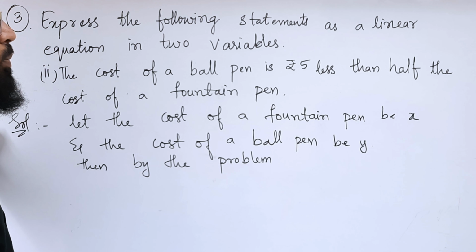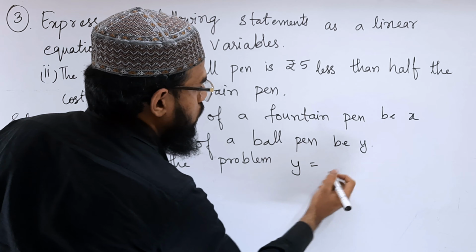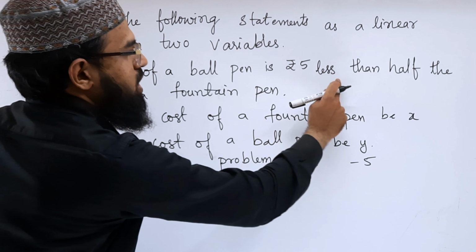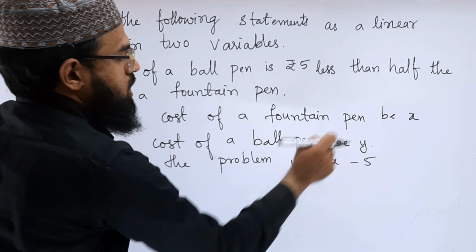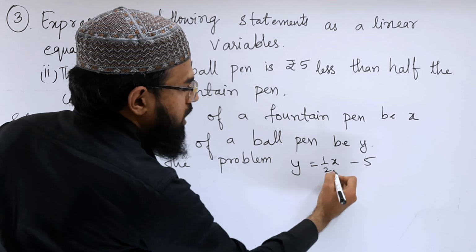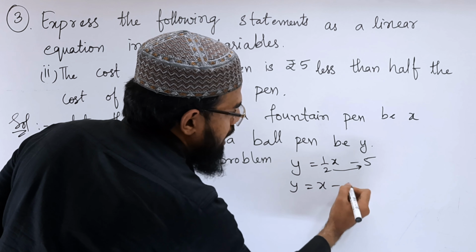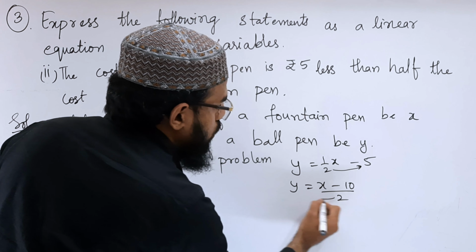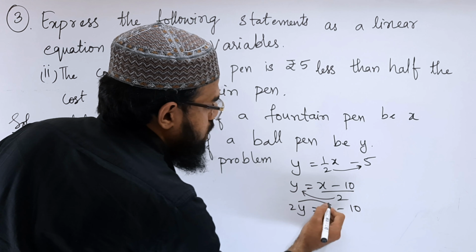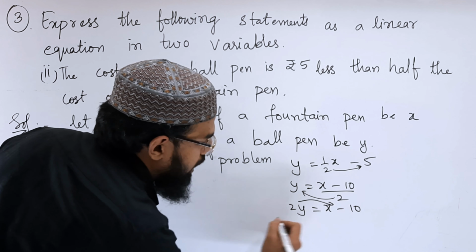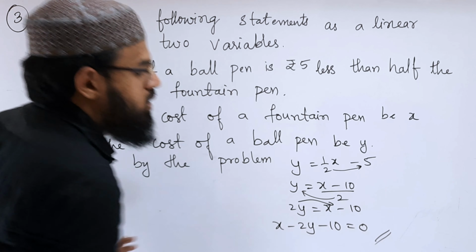so according to this problem, the cost of a ball pen, that is y is equals to minus 5. It is 5 less than half the cost of fountain pen. So that is x. Now we can multiply these two with 5. So we get y is equals to x by 2 minus 10 by 2. 2 into y is 2y is equals to x minus 10. Send this 2y to that side, it will become negative. So x minus 2y minus 10 is equals to 0. This is the required equation.